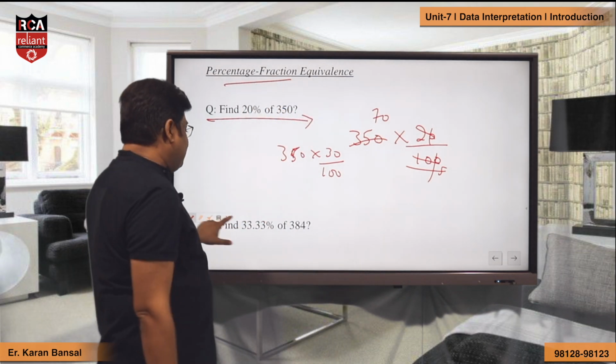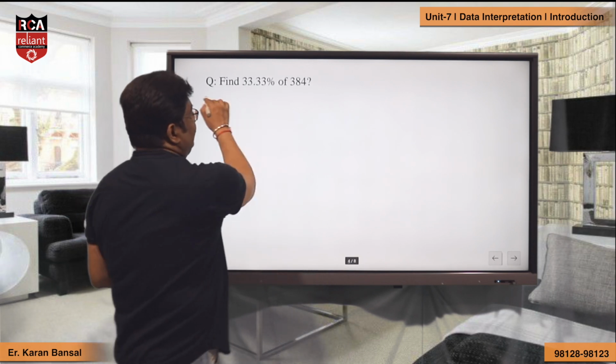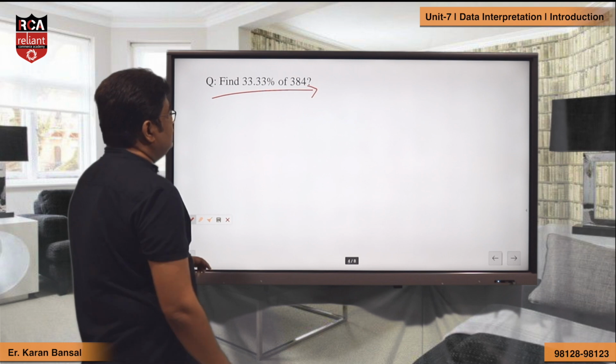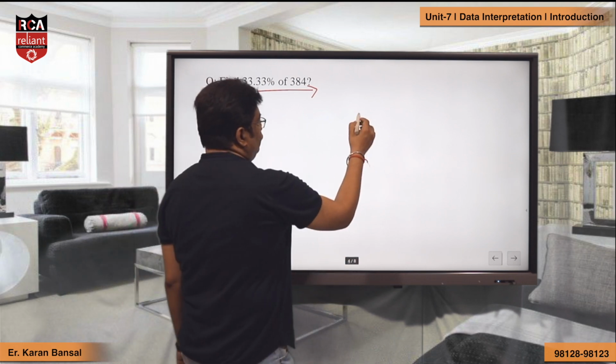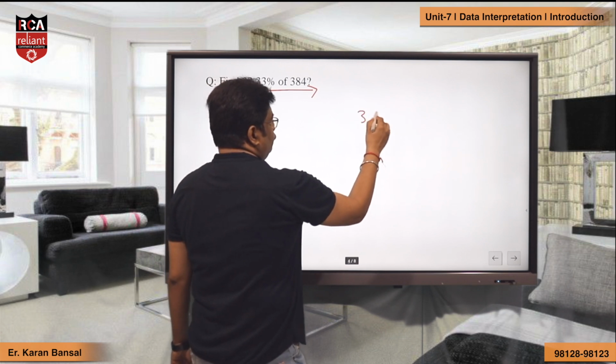But let's say I ask you to apply the same method on this question: 33.33% of 384. Now imagine that, what will you do? Would you do this?